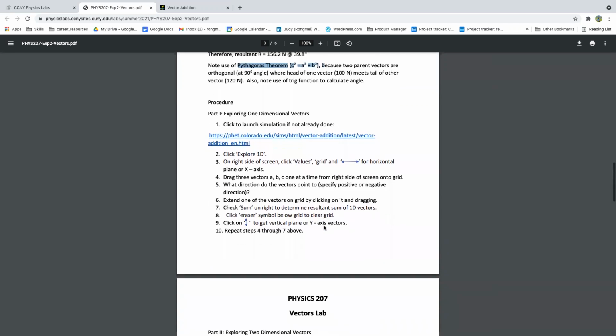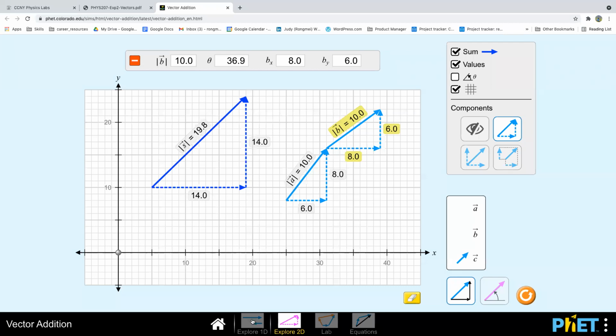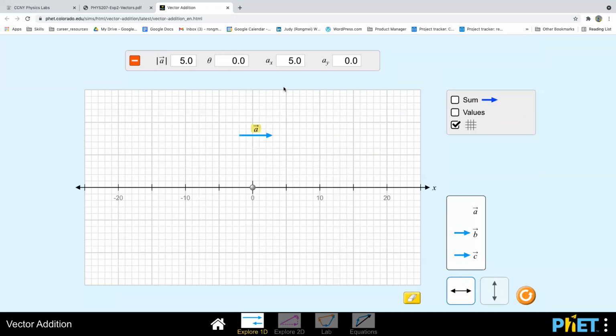So basically the lab today is pretty simple. The first one, they ask you to explore the 1D. 1D is very simple because it only has one dimension. So you can have a sum. The sum will be these two added together. But when you add up two vectors together, you put the tail connected to the other vector's head. You use one vector's head connected to the other vector's tail.